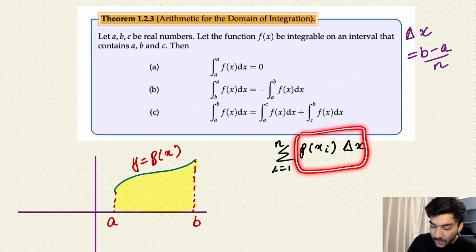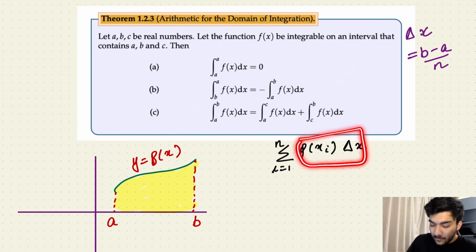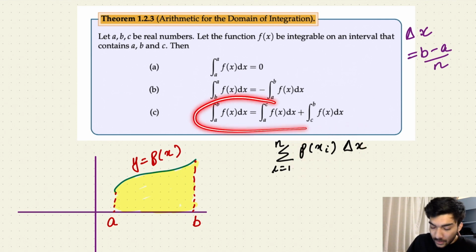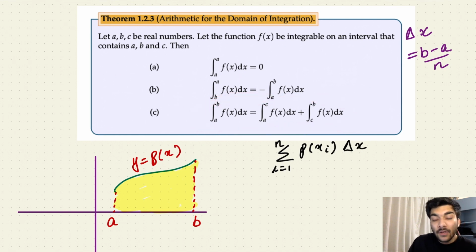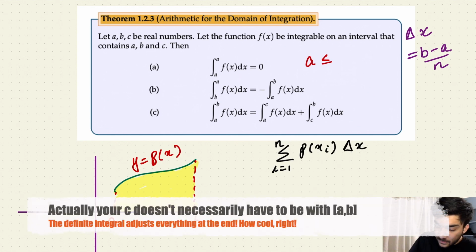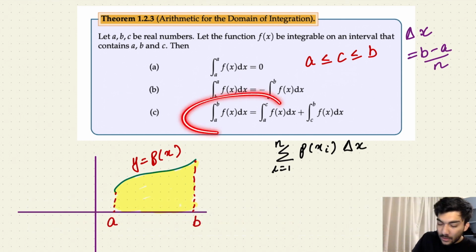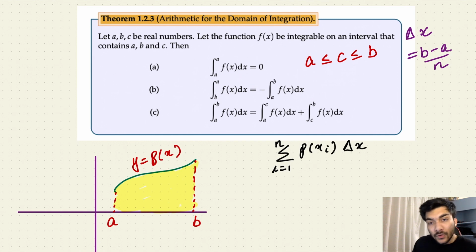The third property is very easy to prove as well. If you evaluate this expression, you'll clearly notice that this property holds true, which is about breaking your definite integral into multiple parts. So if you have, in this case, a less than or equal to c less than or equal to b, you can always split up your interval like this and calculate the individual portions separately and sum them up.